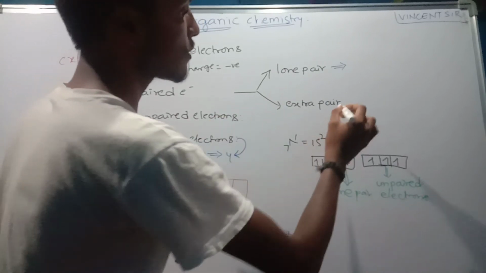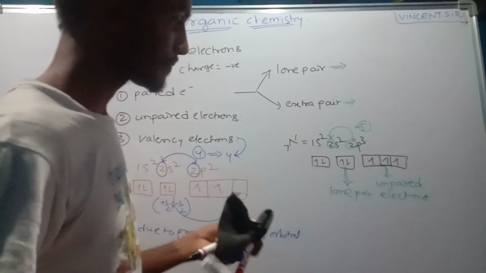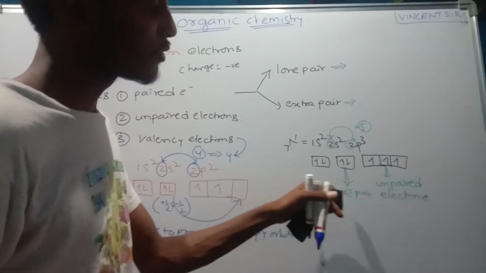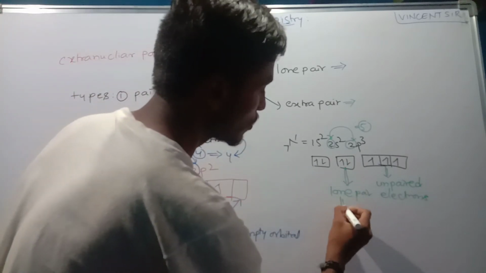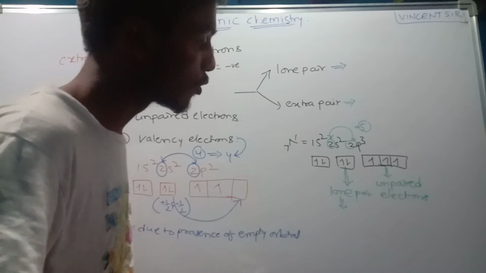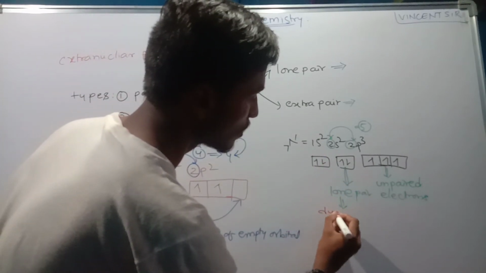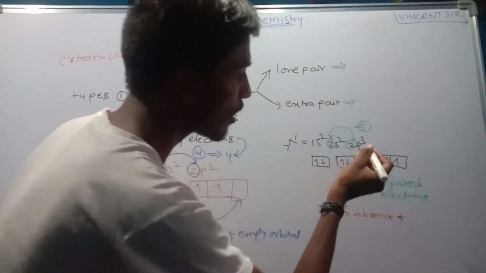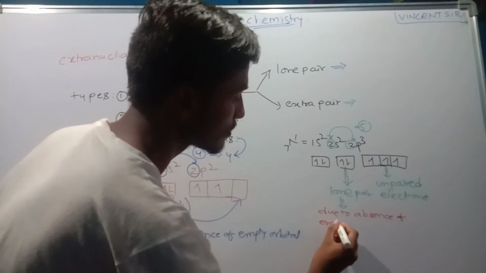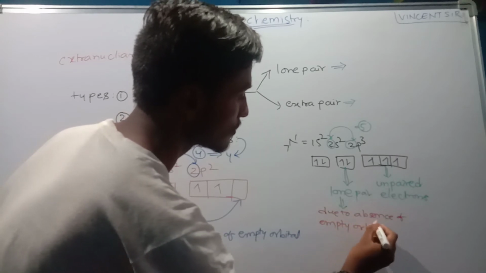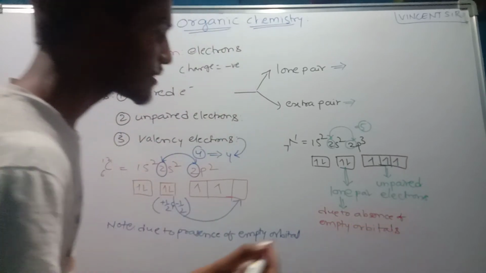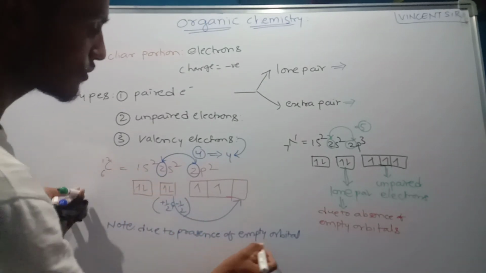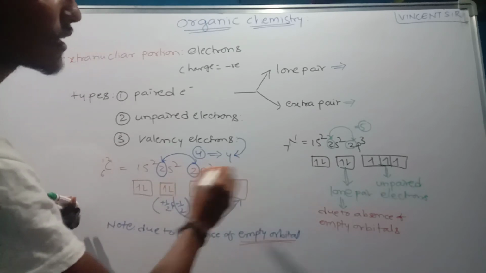And what is the extra pair? First, in nitrogen you can see a lone pair due to the absence of empty orbitals. But you cannot see a lone pair in carbon due to the presence of an empty orbital. This is the main difference.